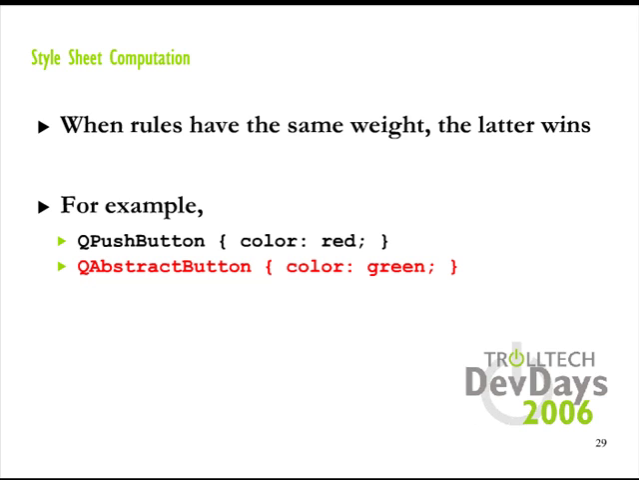What happens when rules have the same weight? For example, like the one here, we have QPushButton, color is red. QAbstractButton, color is green. The latter one wins, which is QAbstractButton, color green. This is a bit counterintuitive. You would think that when I apply the style sheet on a push button, QPushButton is more specific than QAbstractButton if you look at the inheritance hierarchy, right? But as far as CSS goes, all it cares about is the weights of the selectors, and the weights of the selectors here are the same. So we try to be just conformant with CSS.